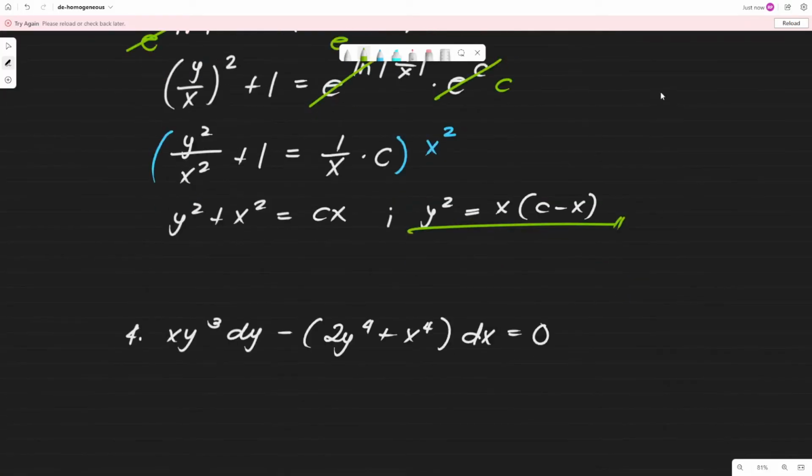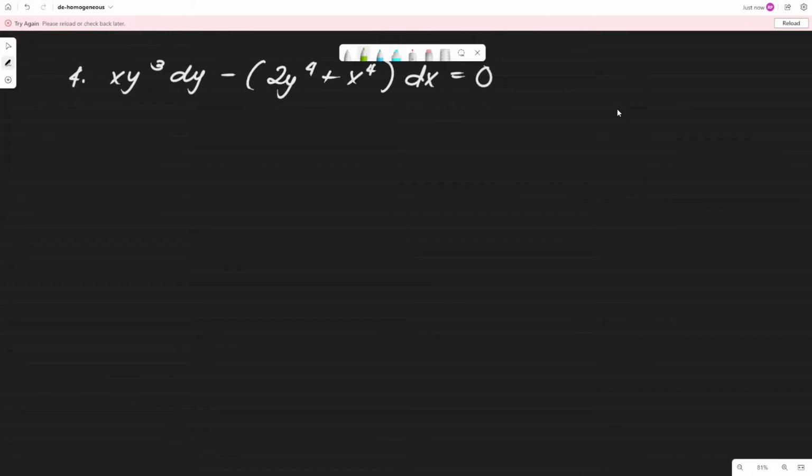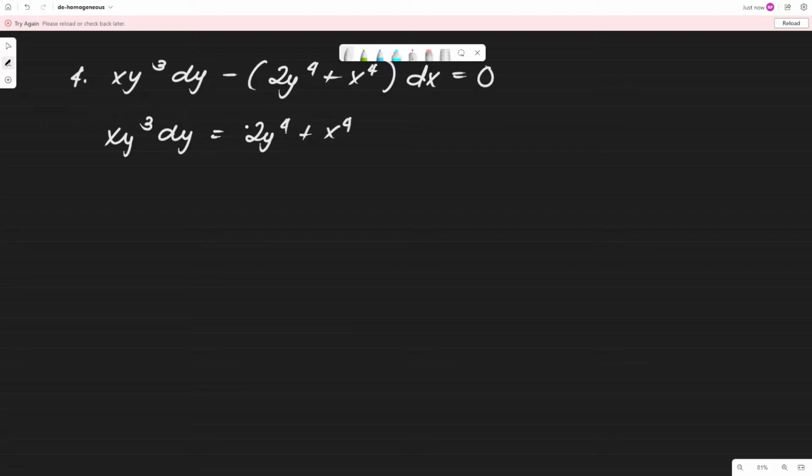Ayan. So, next, no? So, we have here xy cubed dy minus 2y to the fourth plus x to the fourth dx is equal to 0, no? So, we need to quite do a lot of manipulation in this case, no? Para we can transform it to dy over dx. So, we will have xy cubed dy is equal to 2y to the fourth plus x to the fourth dx.